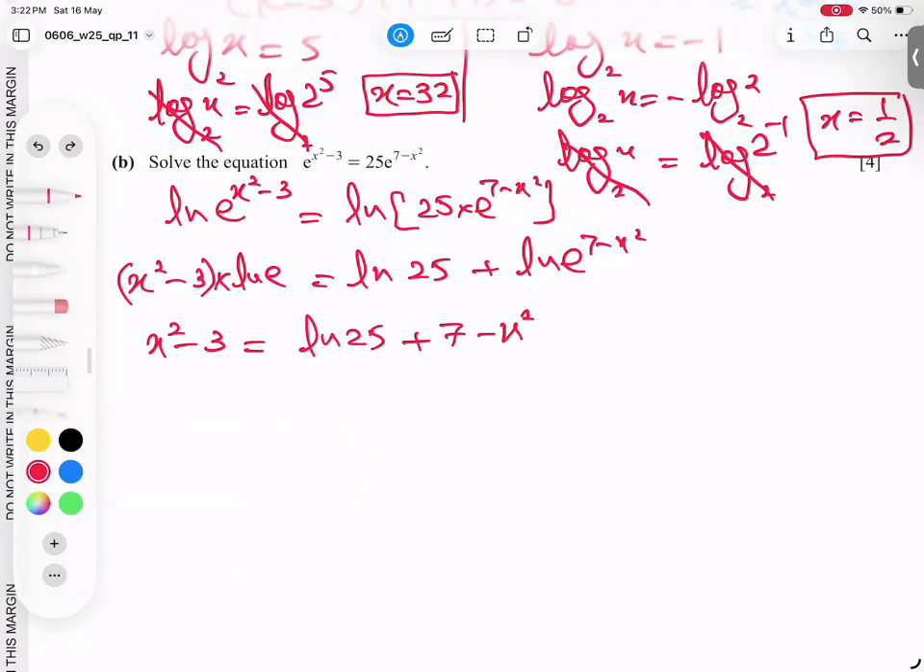After this, students, what to do? We have to move the x square to the other side. It becomes 2x square. And the rest of the values I will bring to the other side. It means I'm getting here logarithm of 20 and plus 10.